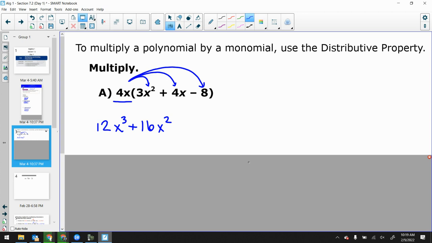Brianna? Did you get the 12 from timesing the 4 and the 3? Yeah. Multiply the numbers together, multiply the letters together. Because that's essentially what I'm doing, right? I'm taking a monomial times this monomial.